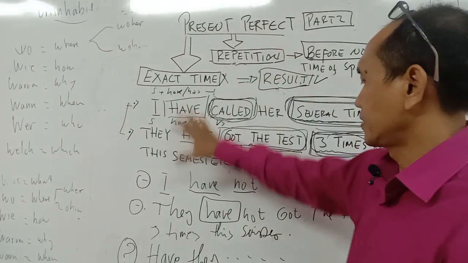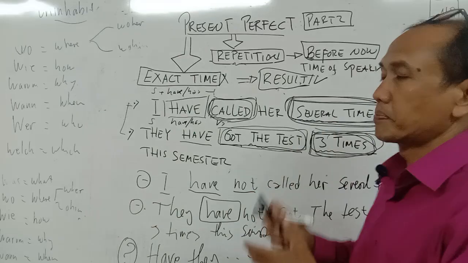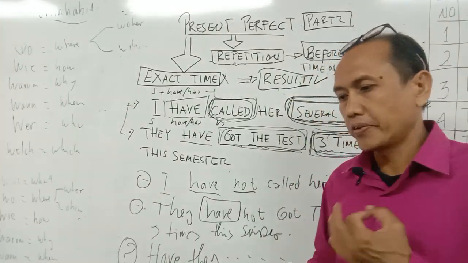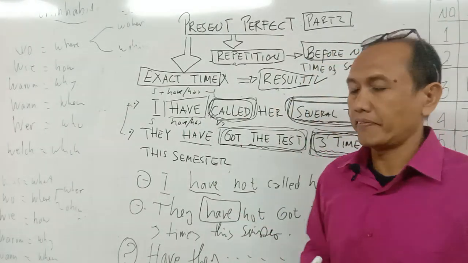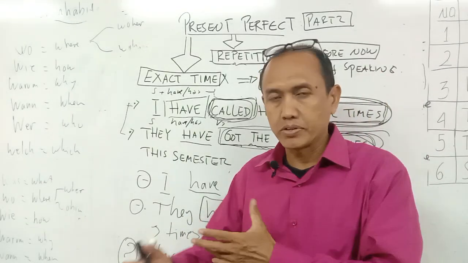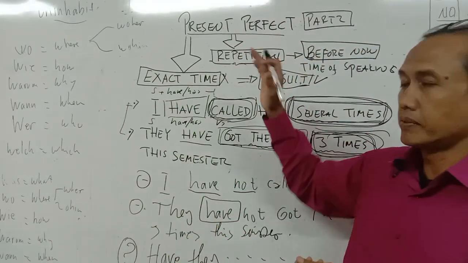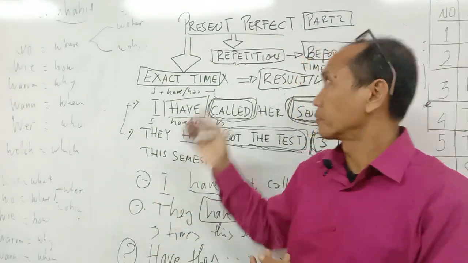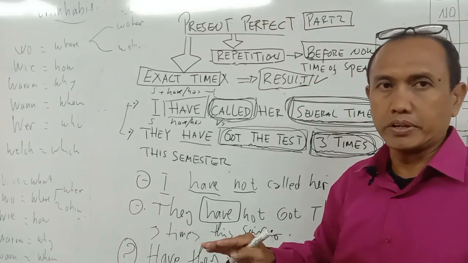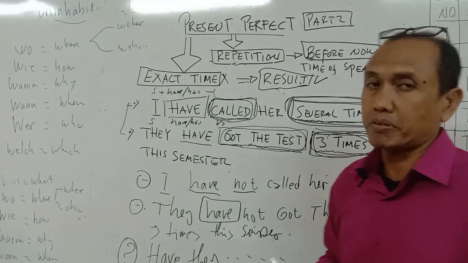Okay, so this is the way how to form the present perfect to show the repetition. And the third function of the present perfect is to show an action which has a duration, okay, duration. And I will tell you later on part 3. Don't worry, I'll be with you to tell the present perfect.